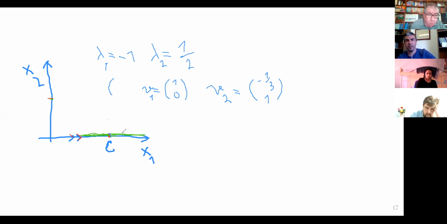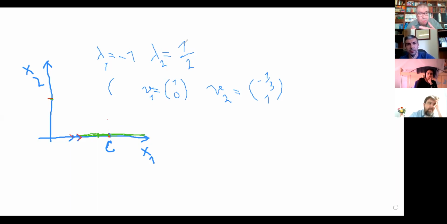So minus 1/3, 1. This one is like this. 1, 0 is a vector, but listen to me. What is important is not that you mark 1, 0. It's the direction. It's the straight line that passes aligned with this vector. Okay, I got it.